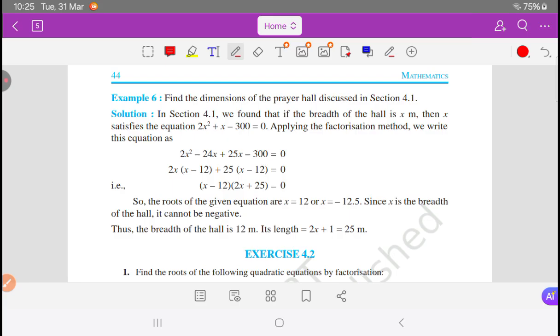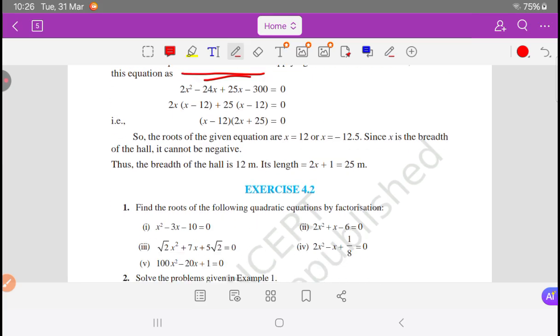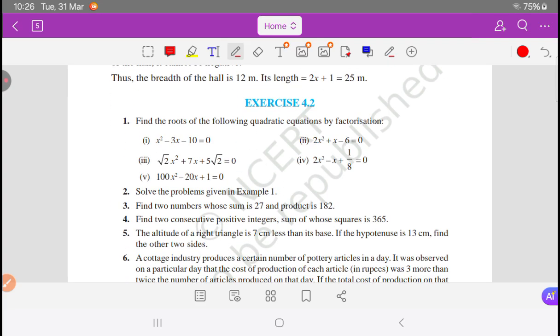In example 4 of this section, we have found the equation for finding the length and breadth of the hall. That is this one. So the middle term can be written like this: 24x plus 25x. So these are the factors. We will discuss exercises 4.1 and 4.2 separately.